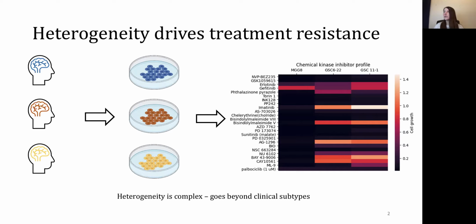And so, you can see that for two cell lines, they are not guaranteed to both respond to the chemical kinase inhibitor in the same manner. And so it's clear from this that our understanding of heterogeneity is incomplete, and we need more work to understand how heterogeneity in glioblastoma stem cell lines influences treatment susceptibility.